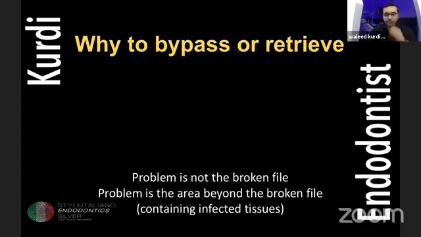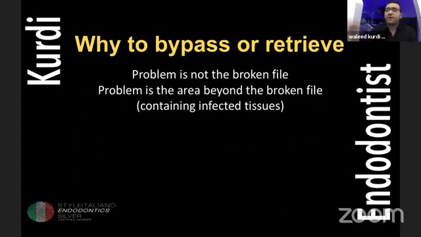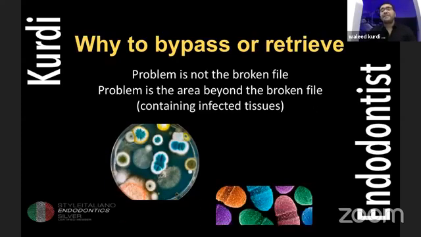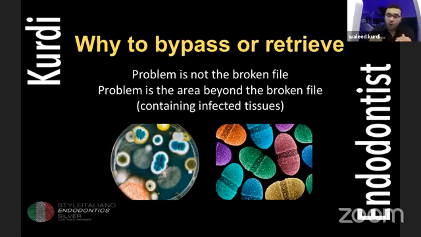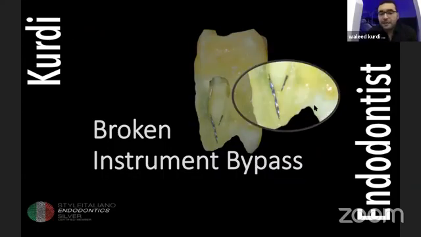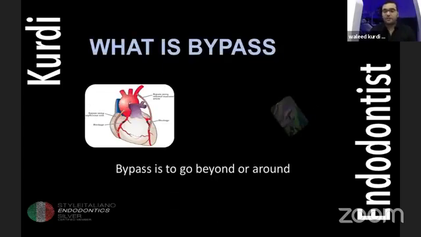All right. Now, why bypass or even retrieve? Simply, as we said in ledge, the problem here also is not the broken file. The problem is the area beyond the broken file, containing infected tissues, pulpal tissues, necrotic tissues, bacteria, whatever. So this area is a problem. I want to reach this area, shape, irrigate, and indeed after that have a good apical seal. Now we will talk about broken instrument bypassing. First, what is bypass?